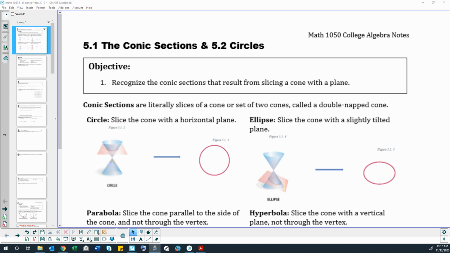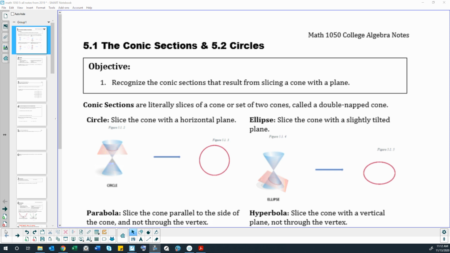Okay, here we go. Chapter 5. So section 5.1 is just information about what conic sections are. So we just are going to learn here about what they are. So conic sections are literally slices of a cone or set of two cones called a double napped cone.